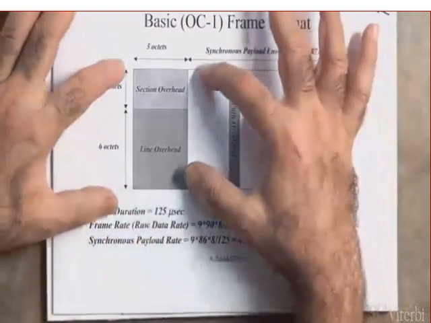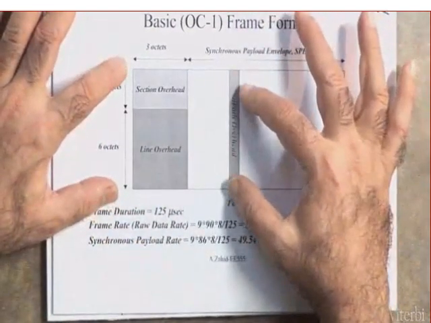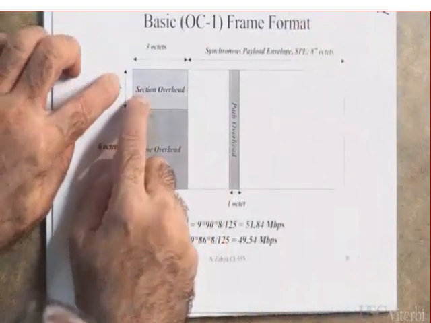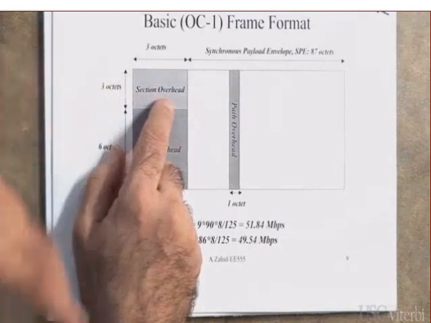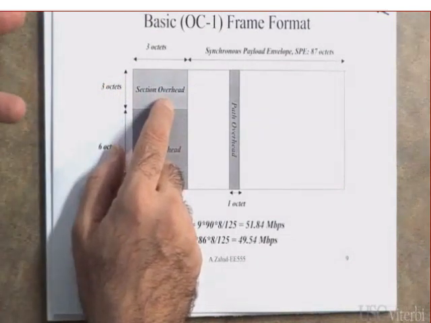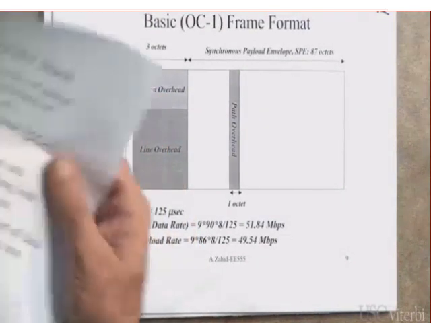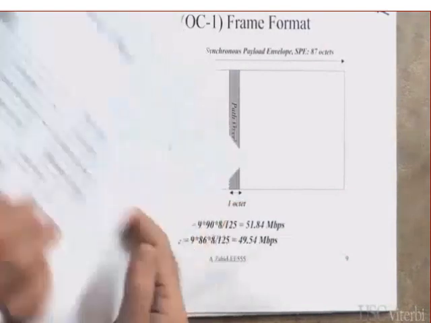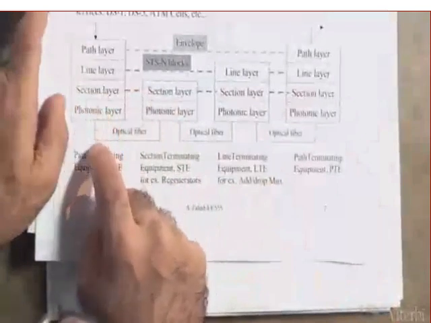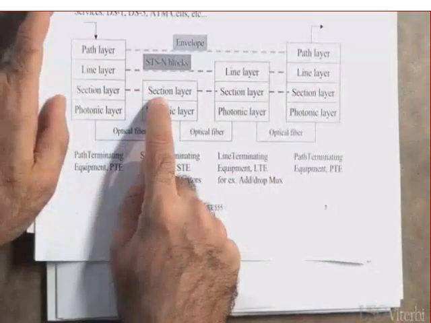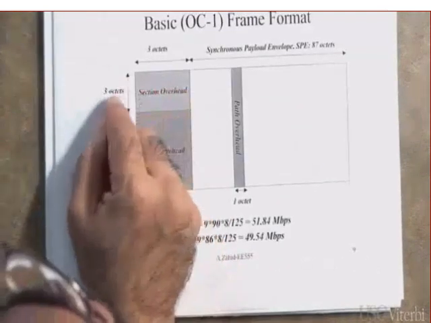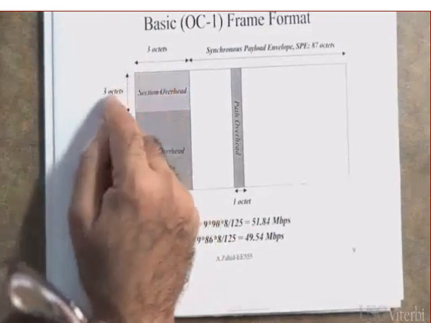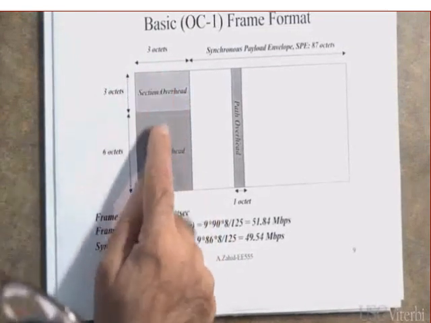Okay, now let's look at the headers. We have 3 different headers. The first one is section overhead. Where is this one going to be processed? Every time the section begins and every time the section terminates. Clear? Section begins, section terminates. So it's 3 by 3, which means 9 octets.